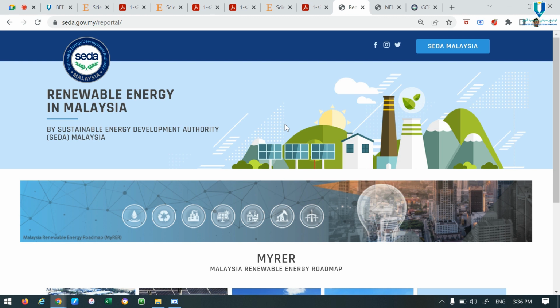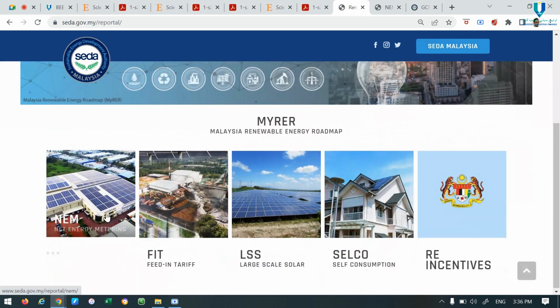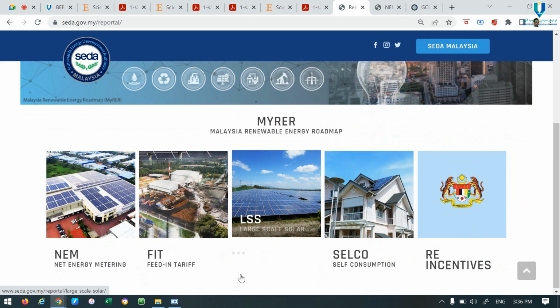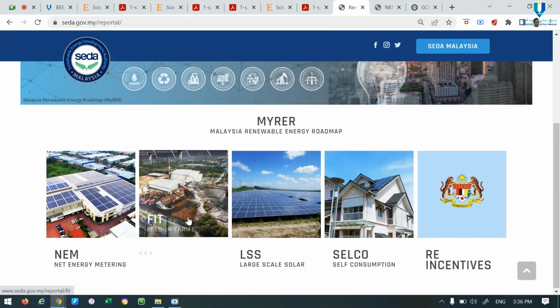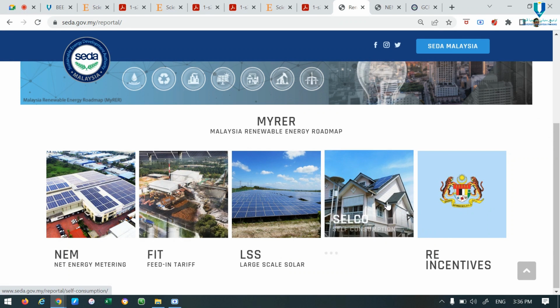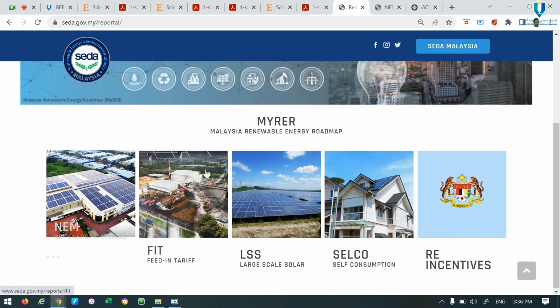You can go to the seda.gov.my portal like that. From here you can see some information. There's the NEM, feed-in tariff, LSS. LSS stands for large scale solar. I think the minimum size is 1 megawatt. FIT is no longer available, but maybe there's some reading you can go and read. And the Selco, self-consumption. This is the recent trend, other than NEM, it's Selco.